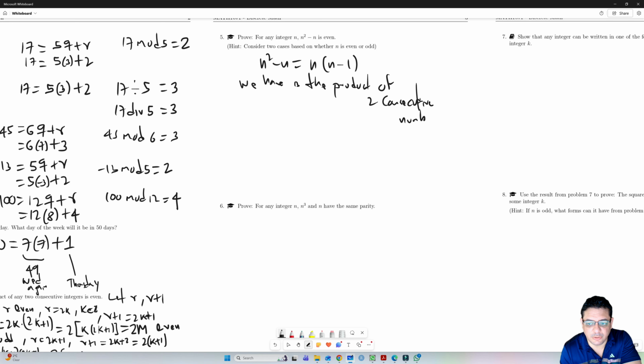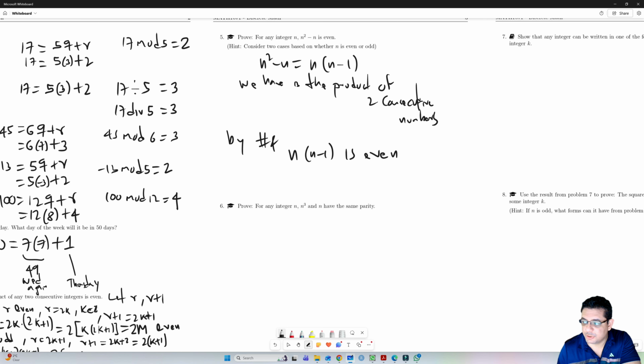And so we can use the proof that we just did by number 4, n times n minus 1 is even. So this is one way of proving the results. Notice that we can always use previous results that we have used to just do solutions.